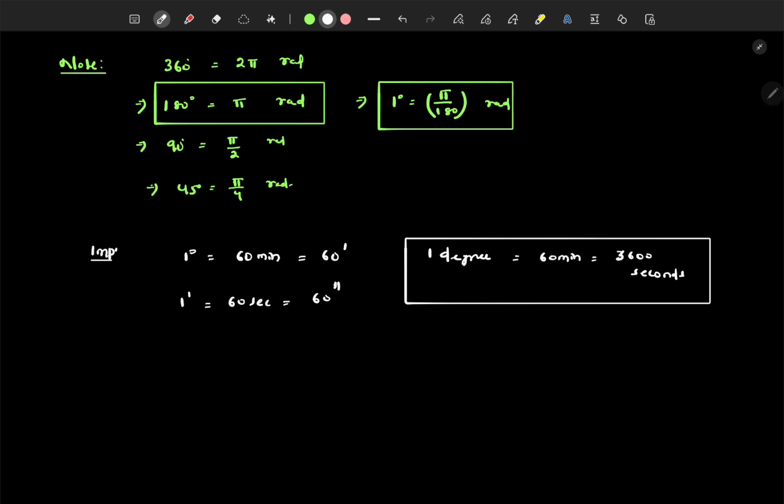So next is our concept of solid angle. Okay, now see this thing.